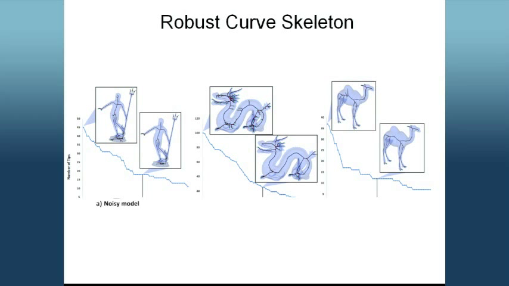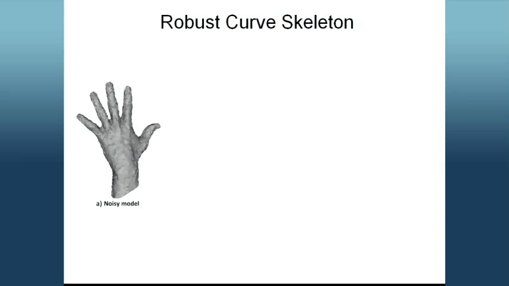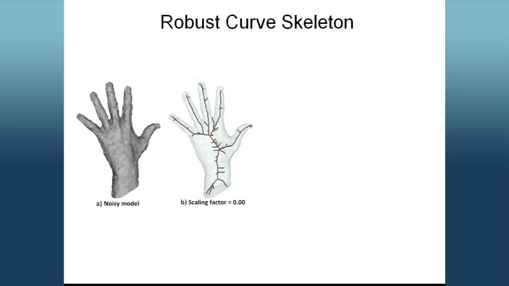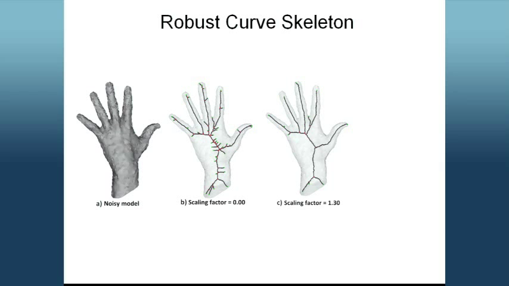We also tested the robustness of this technique to noise, and these are some preliminary results. We perturbed the surface of the original model by different amounts of noise, and we computed the sequence of the scale axis. This is the original skeleton, which you can see is very noisy. As we increase the value of the scaling factor, we have a cleaner representation.